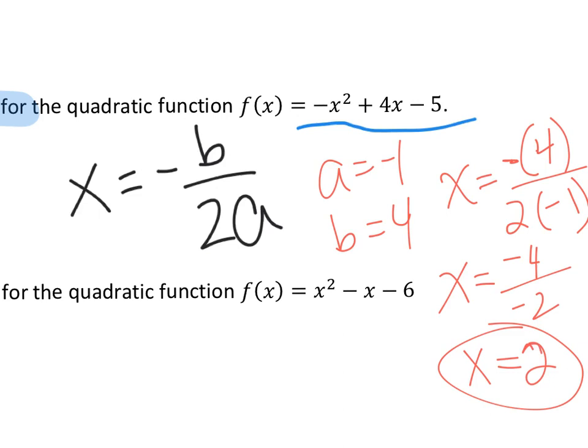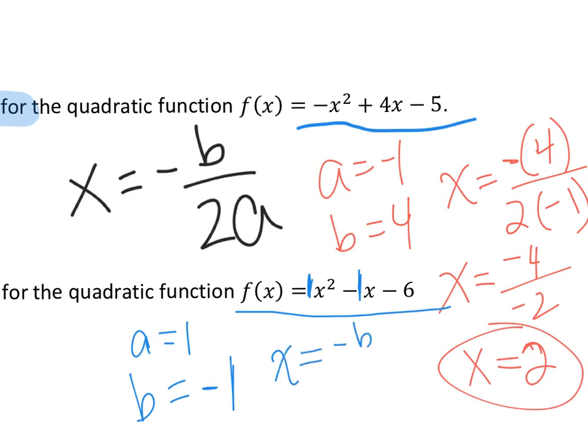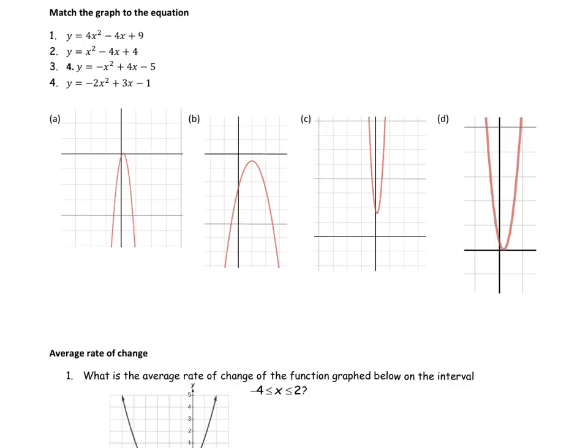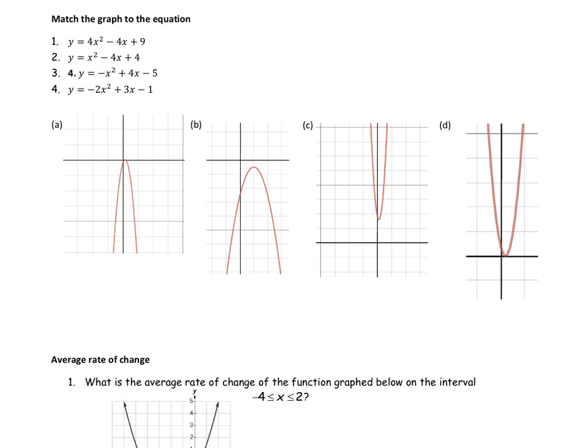And just very quickly, I will give you the results here for this one. For x squared minus x minus 6, we know a is going to equal 1, because there's a 1 out front. We know b is going to equal -1, because there is a -1 out front. Same thing, you have x equals negative b over 2a, and you're just going to substitute in. Alright, this next part for matching the graph to the equation, guys, all you have to do is literally just graph this and see what it looks like. Just graph it and see what it looks like. Okay?